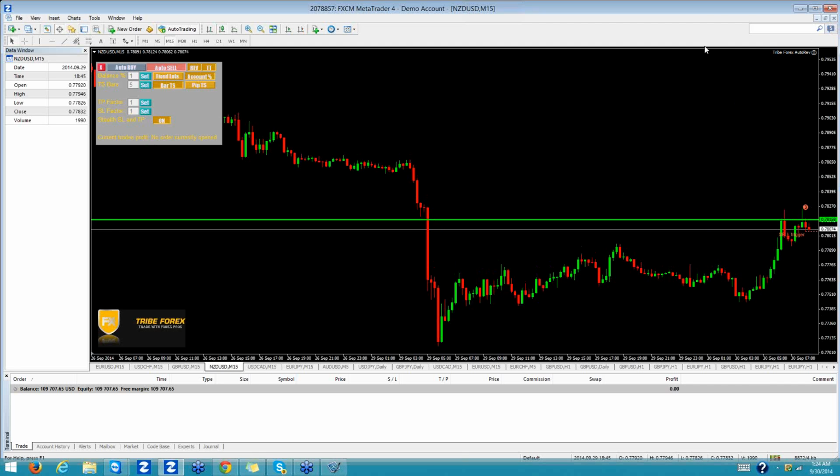So by now, guys, we're getting very close to taking this New Zealand dollar. We're not taking it. The software is. Try Forex Auto Rev.